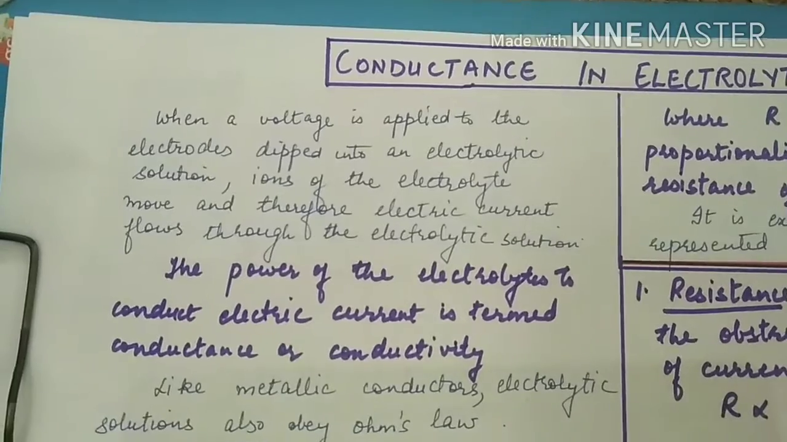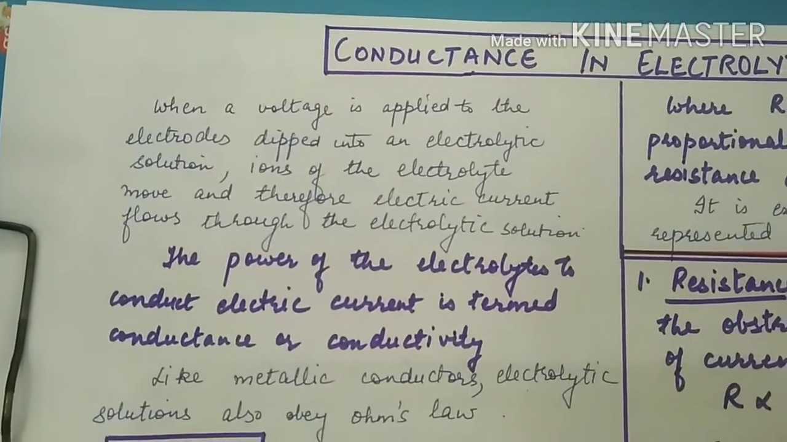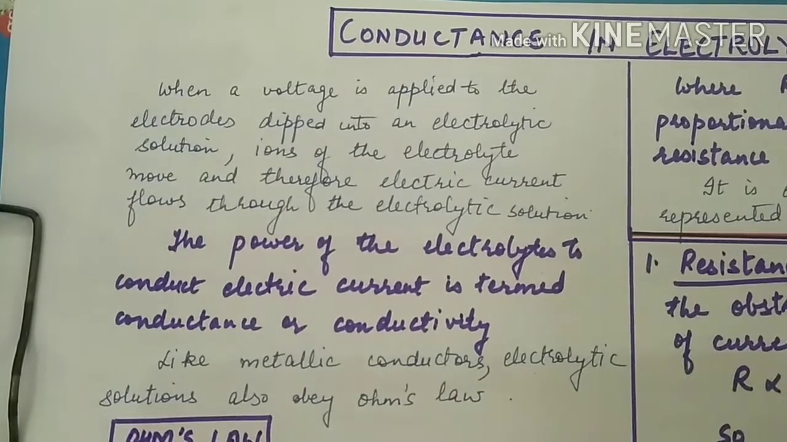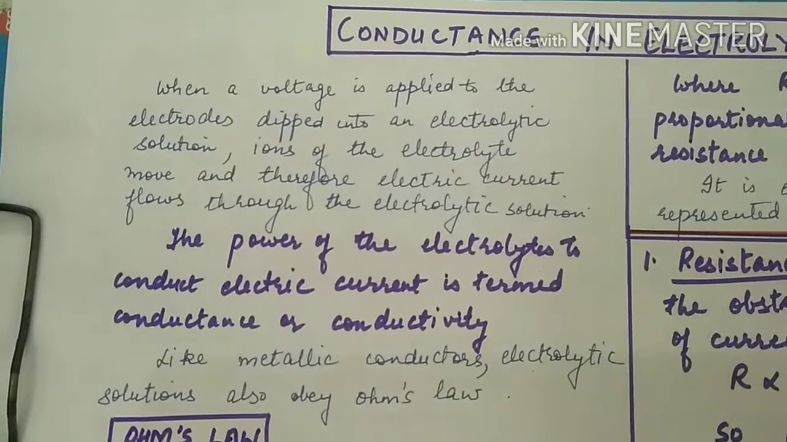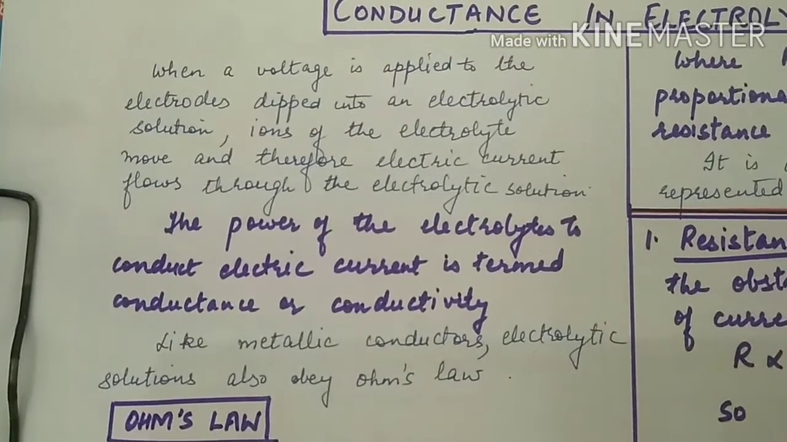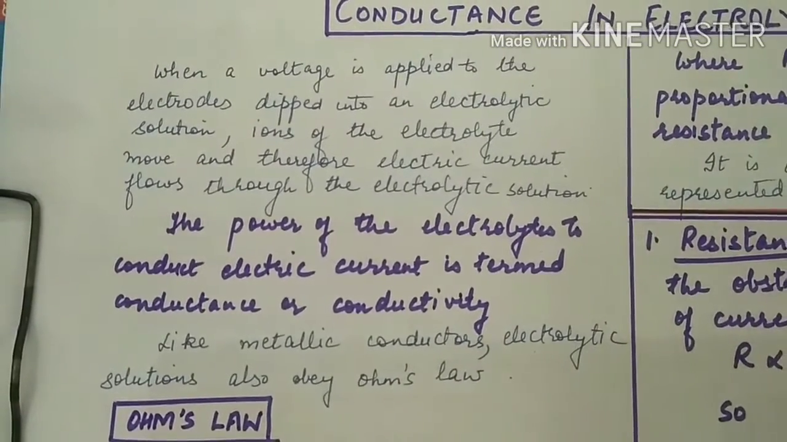आज का हमारा टॉपिक है कंडक्टेंस इन इलेक्ट्रोलिटिक सॉल्यूशंस। When voltage is applied to the electrodes dipped into an electrolytic solution, ions of the electrolytes move and therefore electric current flows through the electrolytic solutions. The power of the electrolytes to conduct electric current is termed conductance or conductivity.